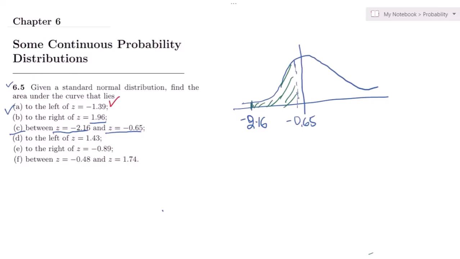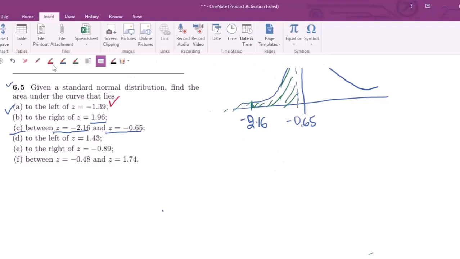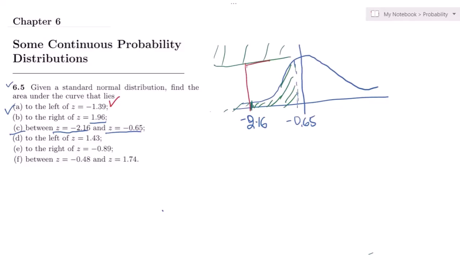This would be the overall area from here to here. This would be the probability that z is less than or equal to minus 0.65, while this one would be the probability that z is less than minus 2.16. In order to find this area, what do we have to do? From it we have to subtract this one, so all of it will be removed and we will get all this area.